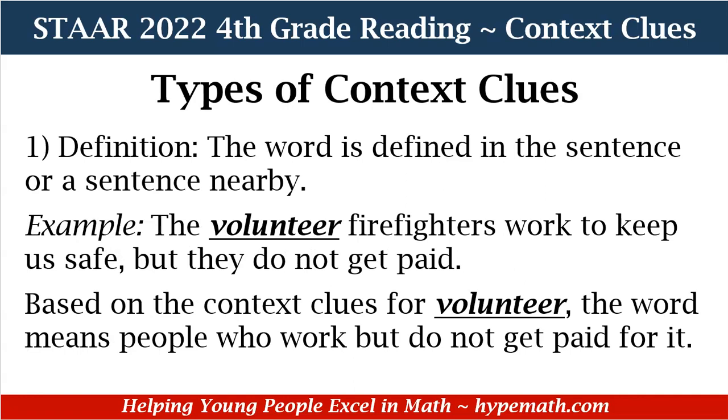Let's dive in and look at the different types of context clues. The first is definition. With definition, the word is defined in the sentence or a sentence nearby. So our example: the volunteer firefighters work to keep us safe, but they do not get paid. Based on this information, we know that volunteer means people who work but do not get paid for it. How do we know that? Because the definition is in the sentence.